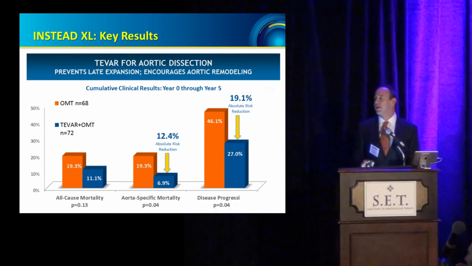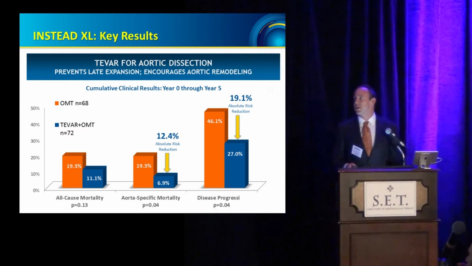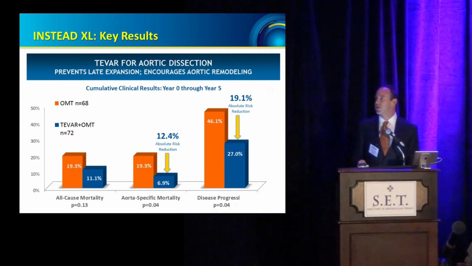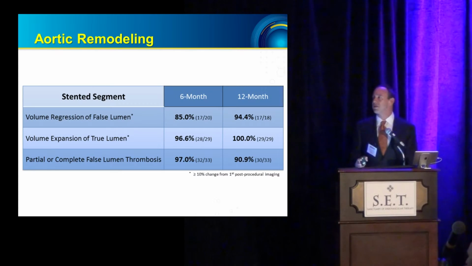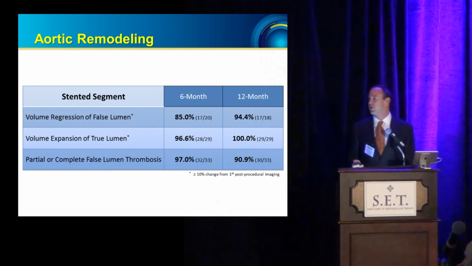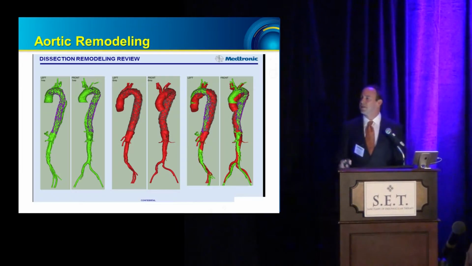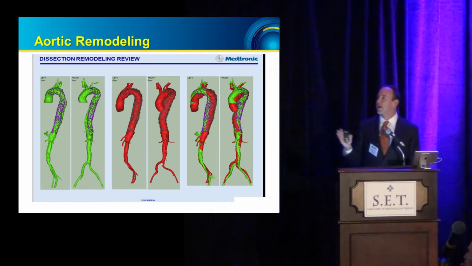If you take a look at overall aortic disease-specific mortality, those patients who had TEVAR had a 12.4% absolute risk reduction and about a 19.1% absolute risk reduction for disease progression compared to those with medical therapy alone. If you took a look at the volume regression of the false lumen at 6 months and at 12 months, you can really see what occurs there, up to 94%. Volume expansion of the true lumen was nearly 100%, and then partial or complete false lumen thrombosis was also very good as well. This is really what you're taking a look for, the aortic remodeling over time.